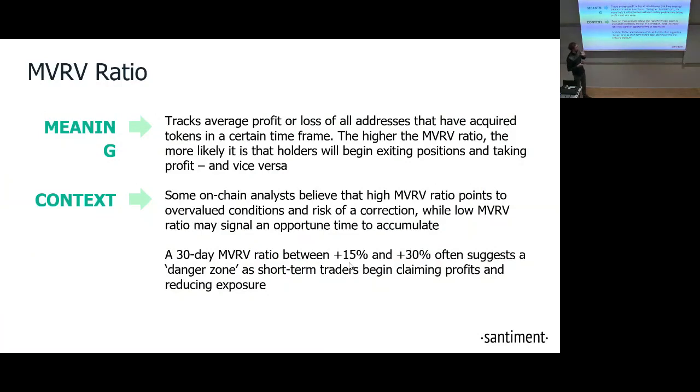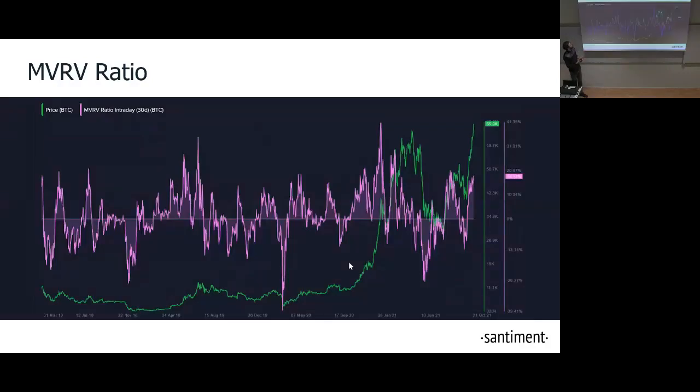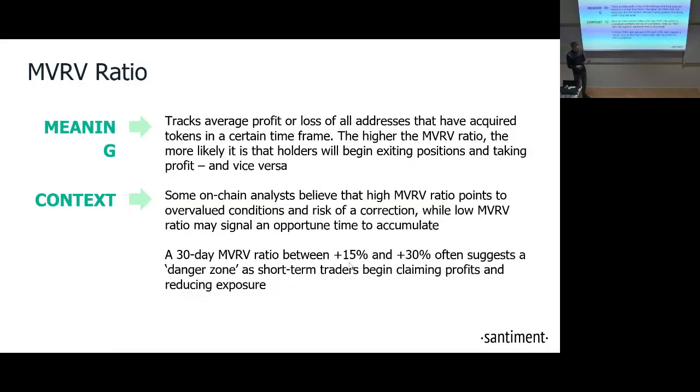So the next metric that I want to talk about is probably the most popular on-chain metric right now. It's called the MVRV ratio. I'll show what it looks like here before we go into explanations. It was created back in 2018 by Nick Carter, and in very layman's terms, what the MVRV ratio tries to do is compute the average profit or the average loss of a group of addresses, of all addresses that have acquired tokens within a certain time frame.